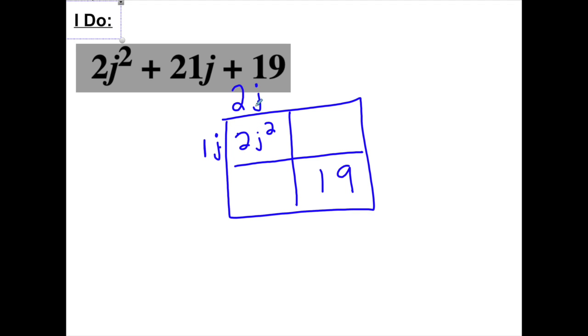The trick now is 19. Now the good news is 19 breaks down only one way. 19 and 1. But how you order the numbers is important. So previously I said, look, it doesn't matter where you put the numbers.